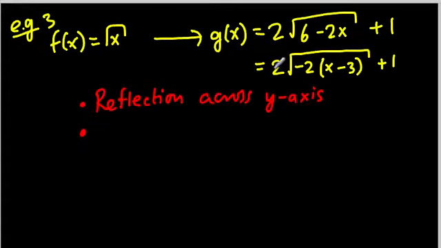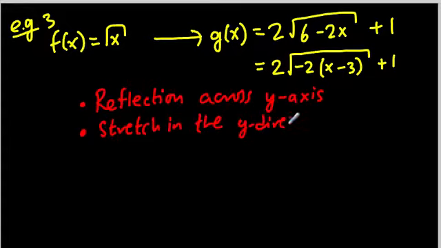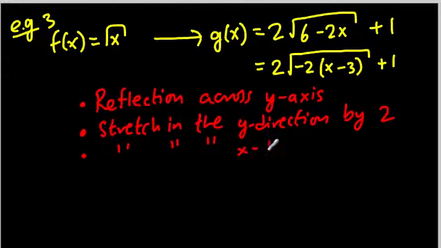Then we can see that there are two stretches. We actually see a stretch in the y direction by a factor of 2. I'm just writing that to save space, but you understand why. Now, since this 2 is inside, remember, we take the reciprocal of it. So the third one, we still continue with the stretch. It's a stretch in the x direction by a factor of 1/2. All the x's will now be multiplied by 1/2 and not by 2.